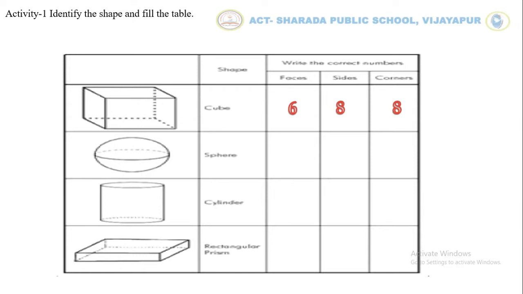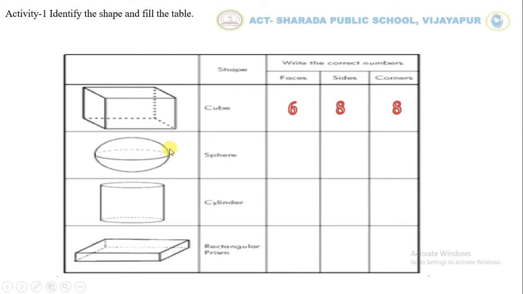Activity number 1: identify the shape and fill the table. So children, here we have to recognize each shape and write in the given blank columns. That is, look at the image here. We have to identify the image, that is a cuboid. Faces are 6, sides are 8, corners are 8.